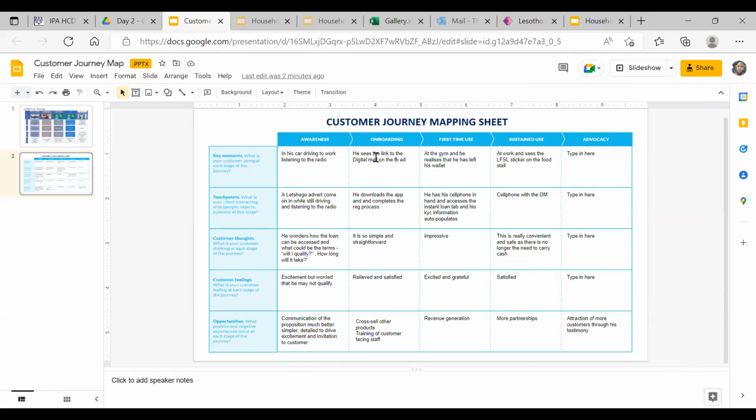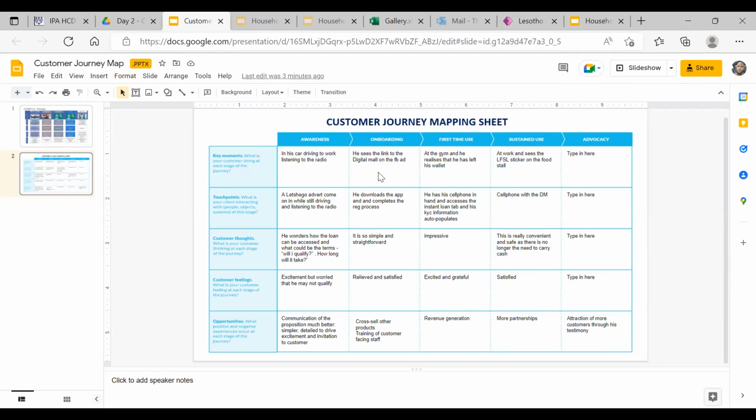So with respect to onboarding, we have our customer now who, while going through their Facebook timeline, sees a Letshego ad that comes with a link to the digital mall. They click on it, it redirects them to the Play Store where they access the digital mall. And they are thinking, oh, this is very simple and straightforward. There's that feeling of relief that comes with satisfaction.